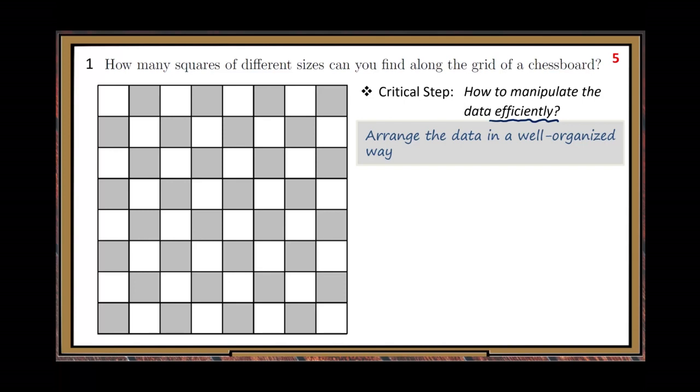Okay? So one typical work we need to do: let us organize our data based on some special properties, to make it well organized first. Then it would be much easier for data processing. All right, so next, let's look at how to organize the data.